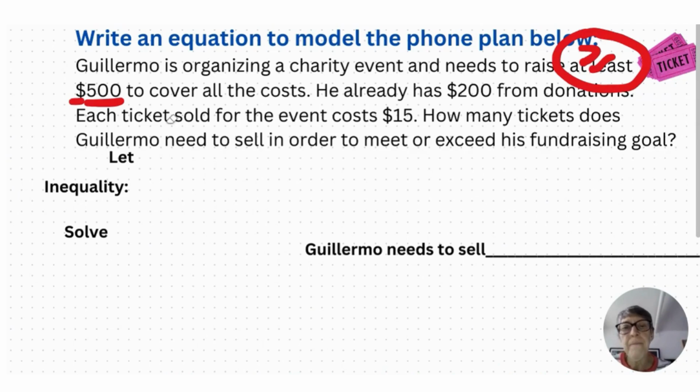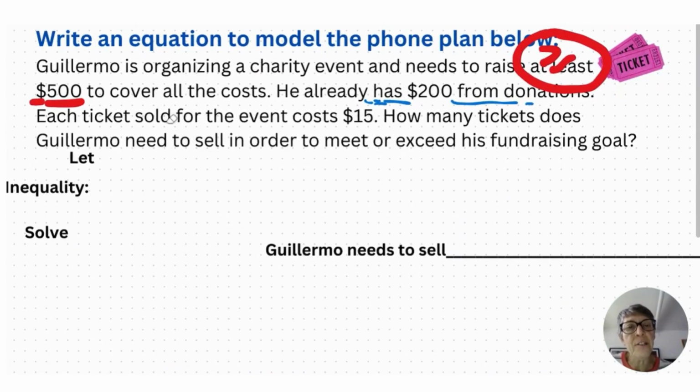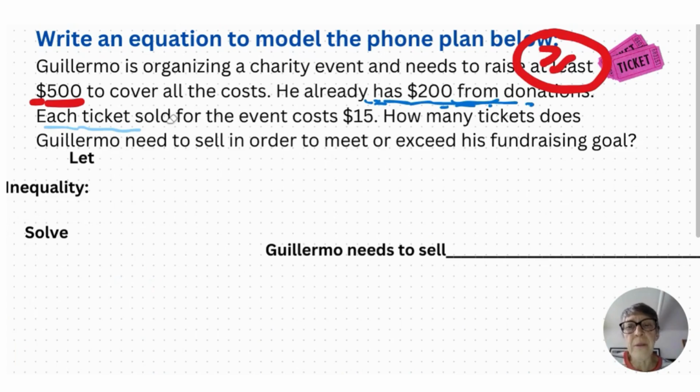Now, he already has $200 from his donations. So that's money that he already has in the bank. Each ticket sold, and we don't know how many tickets he's going to sell yet, costs $15. So since I don't know how many tickets Guillermo needs to sell in order to meet or exceed his fundraising goal, I'll let T equal the number of tickets sold.